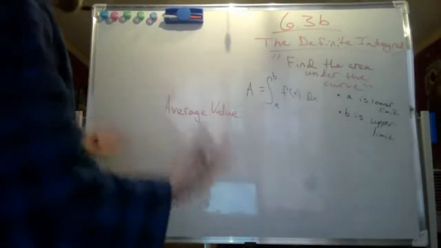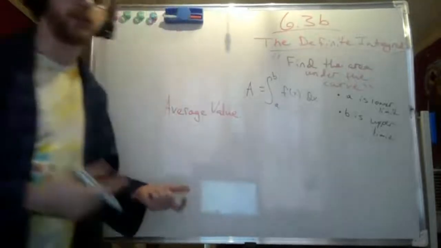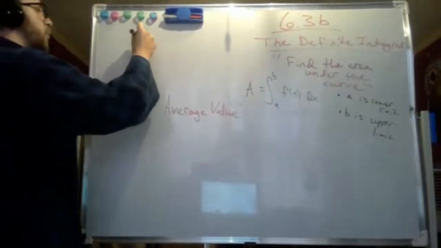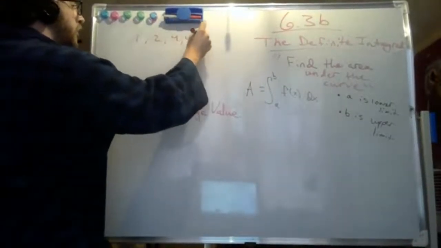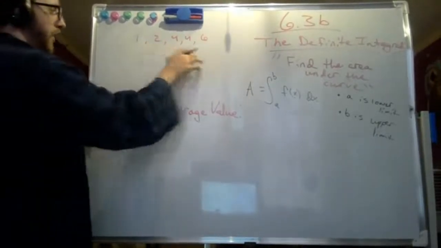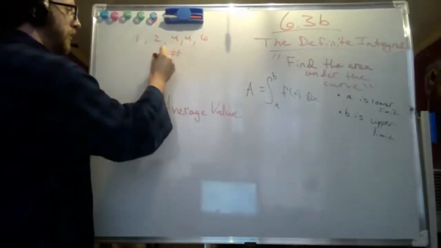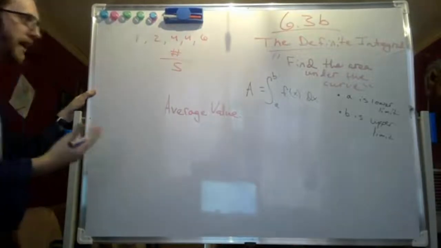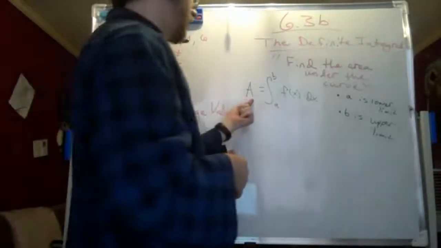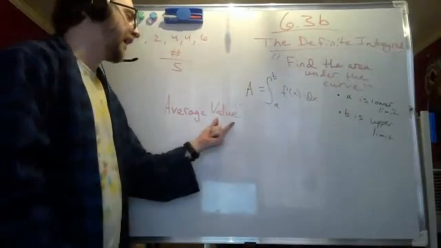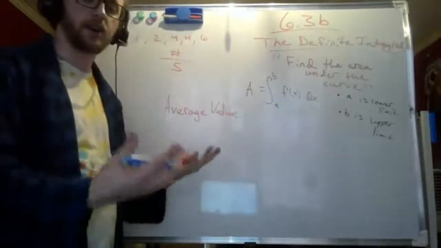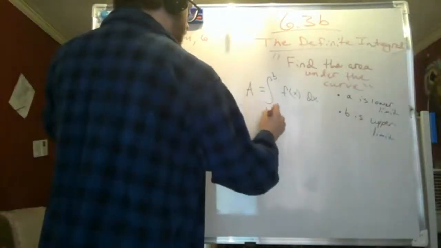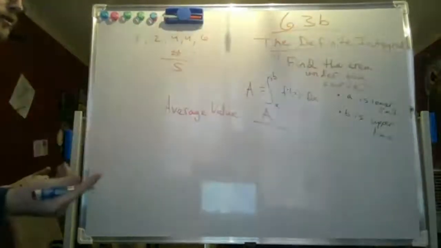Well, if you think about it, what is an average? An average is when you take the sum of something and then you divide it by the number of numbers, right? If I have 1, 2, 4, 4, 6, and I want to find an average, then I would add up all of those numbers to get some number, and I would divide it by 1, 2, 3, 4, 5. And that would be my average. Well, if I want to find the average area, or in other words, if I want to find the average f of x, the average height of a function over this interval, then I'll just take the area and divide it by the amount of numbers I covered.